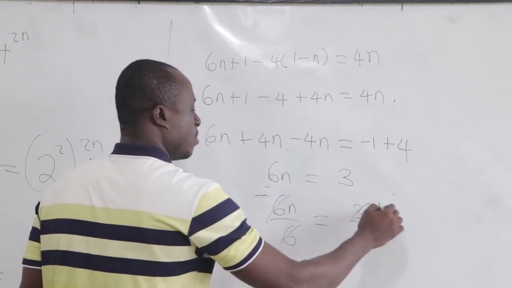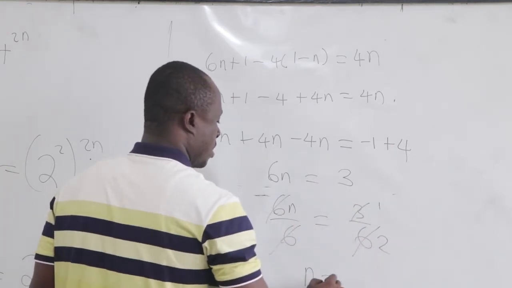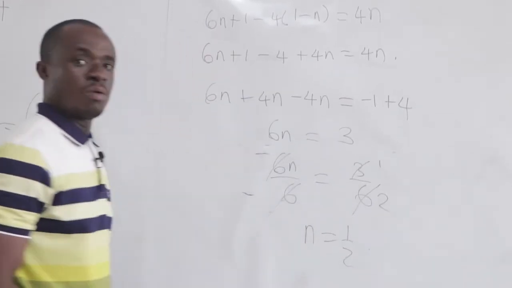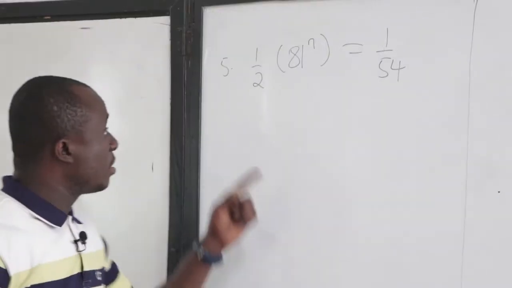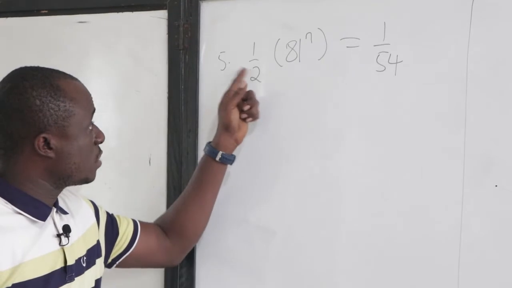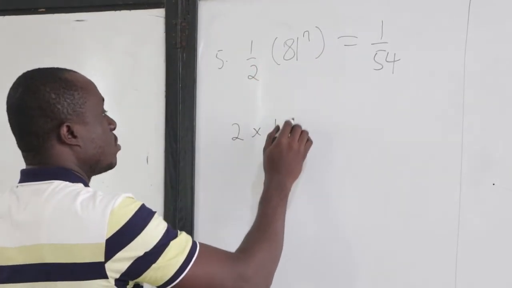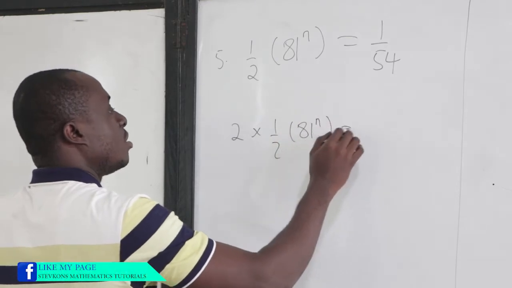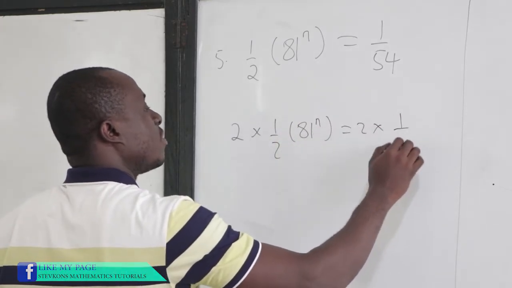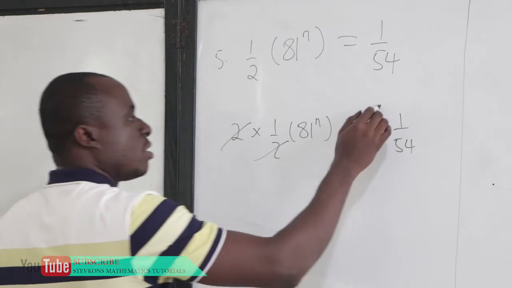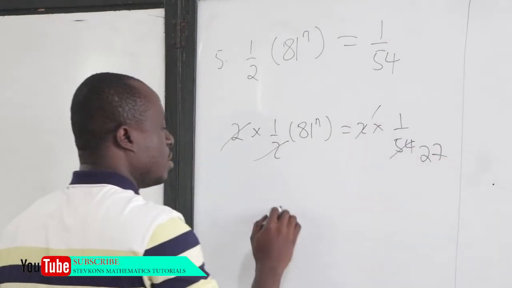We cancel this. This will be 1, this will be 2. We have n equal to 1 over 2. This is also a past question. We have 1 over 2, so let's multiply each side by 2. So we have 2 times 1 over 2, 81 to the power n equal to 2 times 1 over 54. This will cancel this. This will be 1, this will be 27.